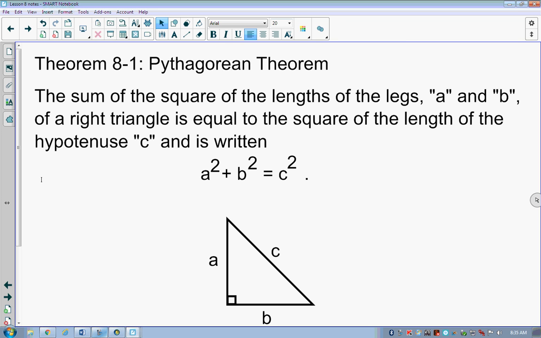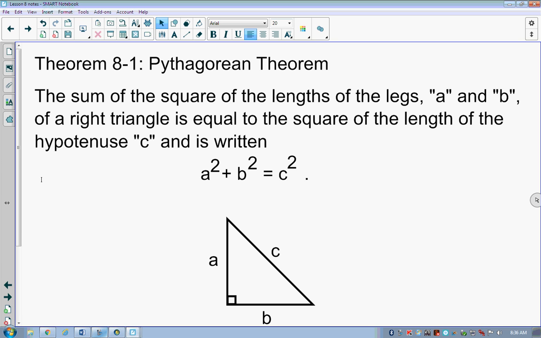Then we get into the Pythagorean theorem. The sum of the squares of the lengths of the legs is a really complicated sentence. A and B have to be the legs of a right triangle, and the sum of their squares is equal to the square of the length of the hypotenuse C. It's written as A squared plus B squared equals C squared. By raise of hands, how many of you have seen or used that formula before? Okay, good.